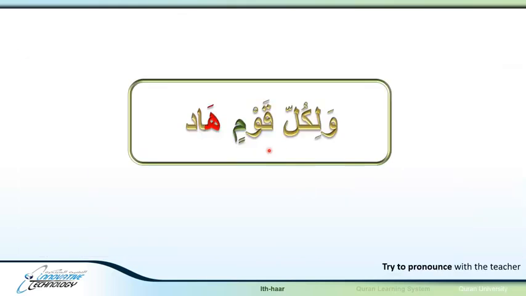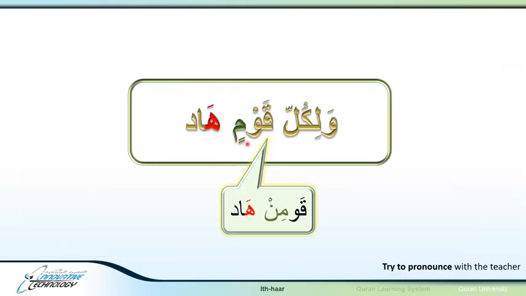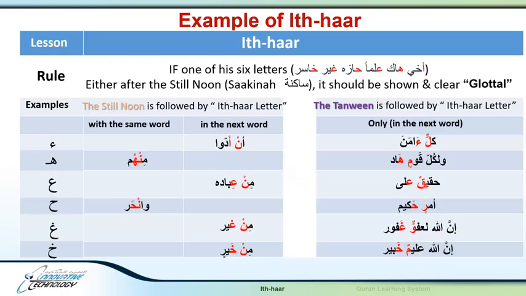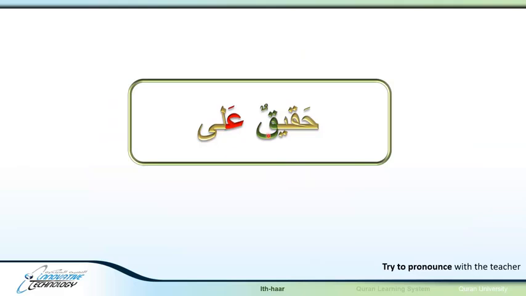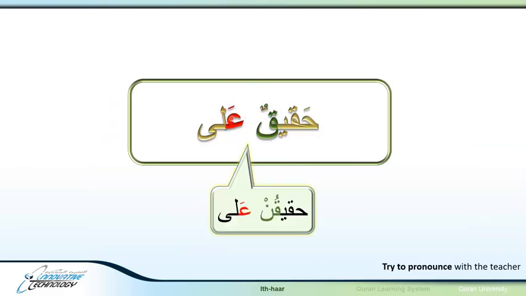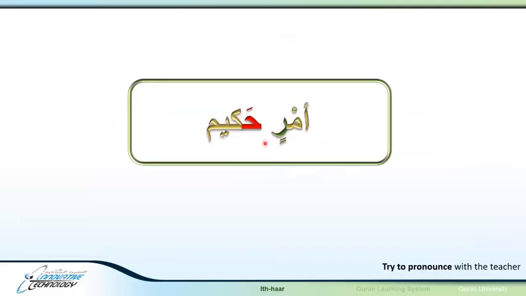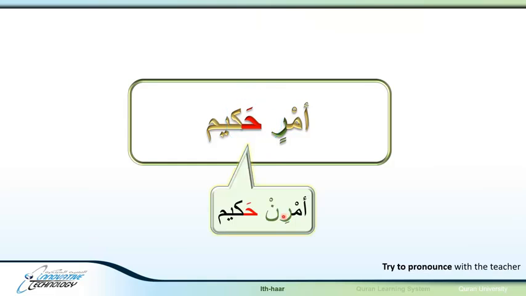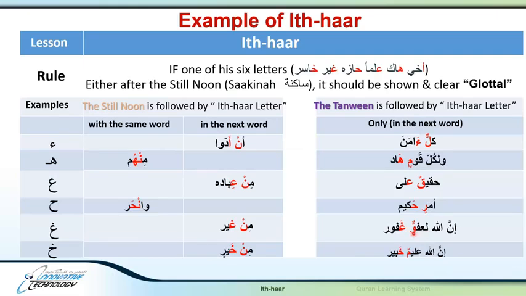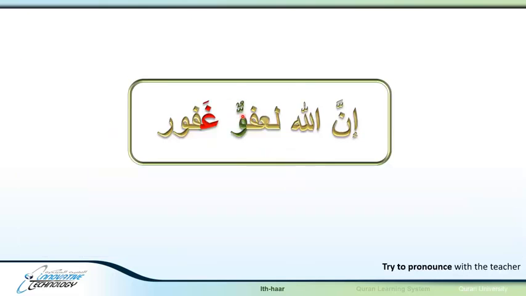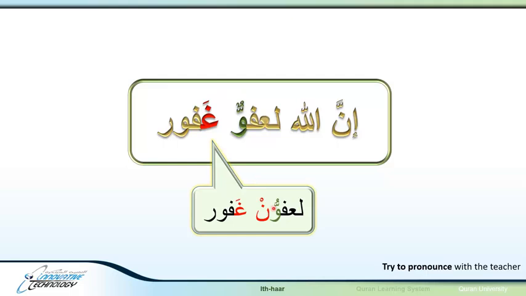قوم هاد. قوم, Tanween kasra with a Ha, pronounced as قوم هاد. حقيق على. Tanween damma followed by an Ain, pronounced حقيق على. أمر حكيم. Tanween kasra followed by a Ha, pronounced أمر حكيم. لعفو غفور. We have Tanween damma followed by a Ghain, pronounced لعفو غفور.